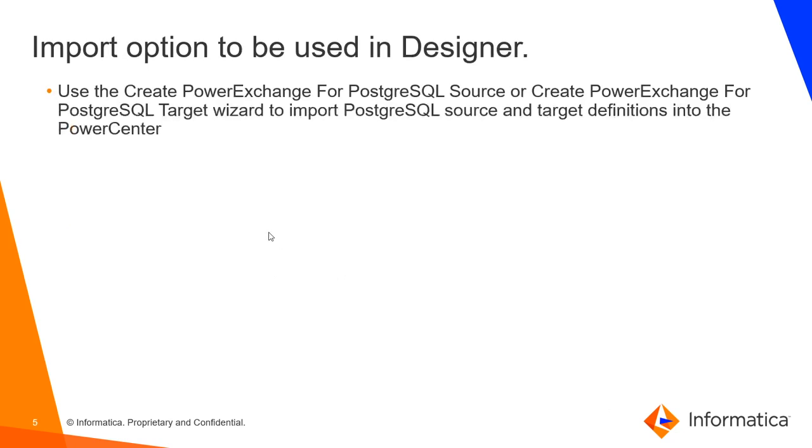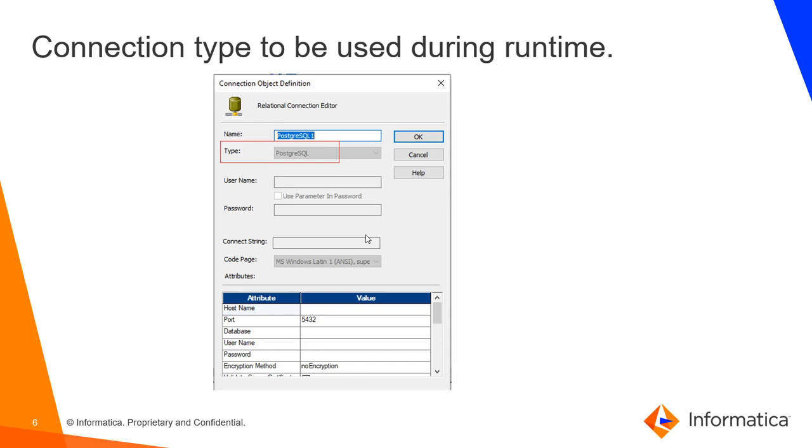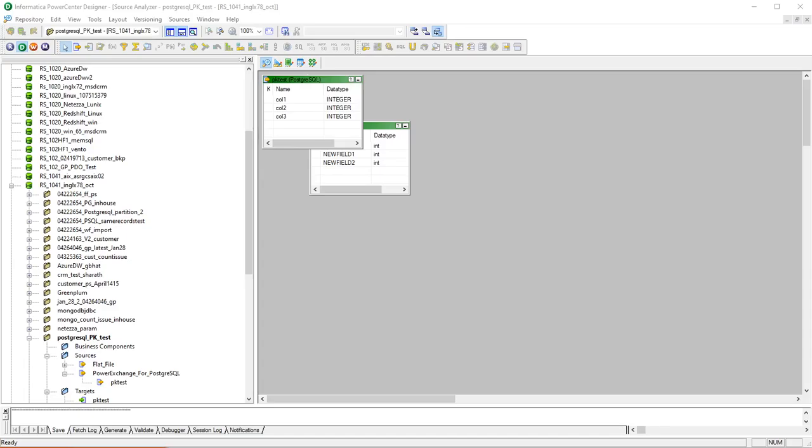To import the PostgreSQL object in Designer, we need to use create PowerExchange for PostgreSQL source or create PowerExchange for PostgreSQL target. We should not use the import from database option here. While creating the connection in Workflow Manager, we have to make sure to select the type as PostgreSQL. Let us see a quick demo on this.